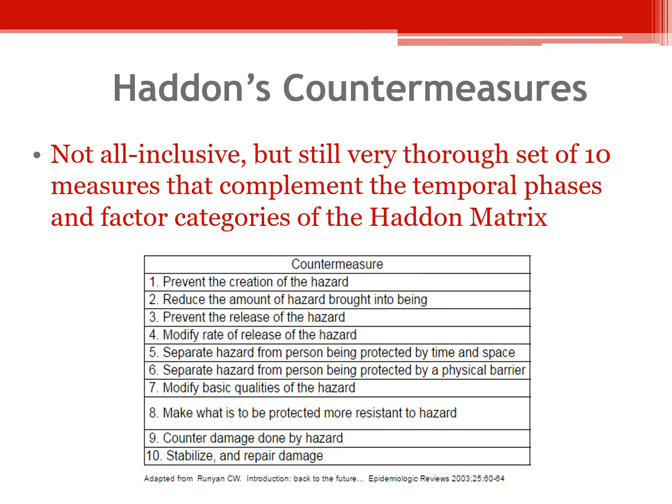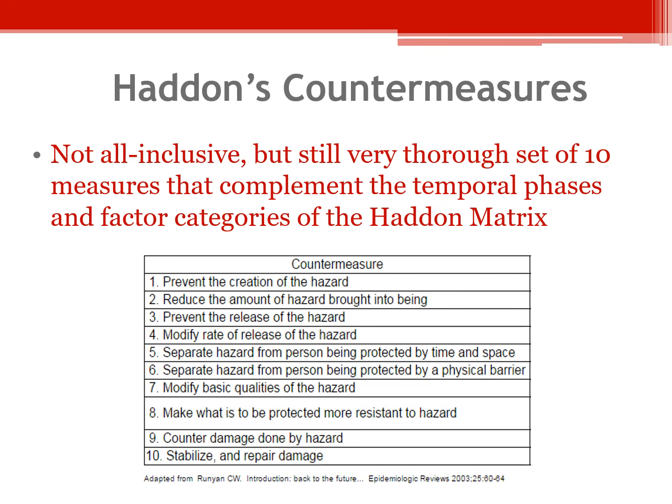The Runyon article you were assigned in this week's module talked about the Haddon matrix. It also talked about Haddon's countermeasures. These were also developed by William Haddon at roughly the same time that he was coming up with his matrix. These 10 countermeasures are ways to basically prevent a hazard from happening or to prevent people from being injured by a hazard. They're not all inclusive, but they're still a very thorough set of 10 measures that nicely complement the temporal phases and the factor categories of the Haddon matrix.